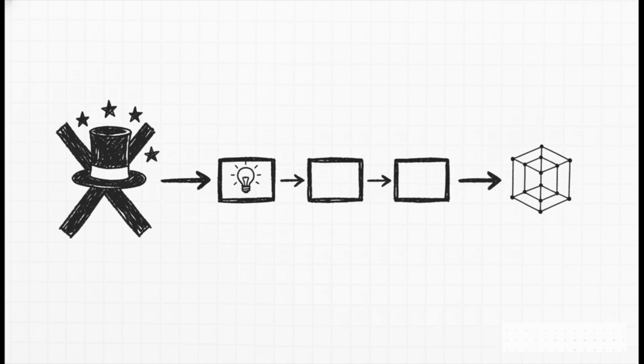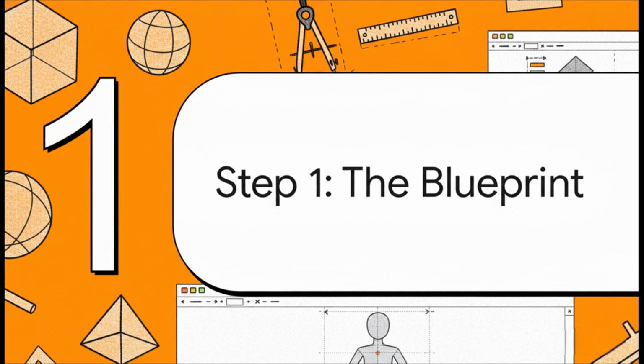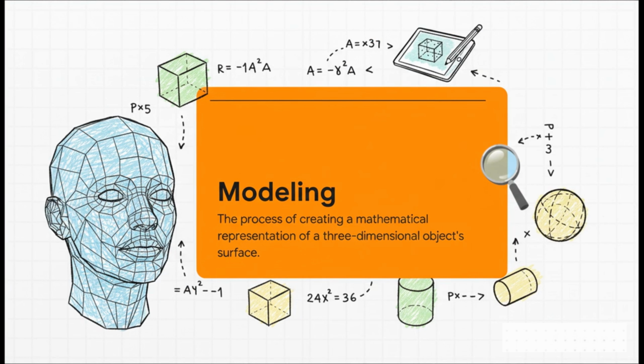Okay, so no, it's not magic. It's actually a super clever process, a pipeline, you could call it. And it can take any idea and turn it into a 3D object in just 3 main steps. So let's dive in. All right, step 1 is what I like to call the digital blueprint. Because before you can do any of the fancy stuff with colors or lights, you gotta actually build the thing, right? You need its shape. And that process is called modeling.